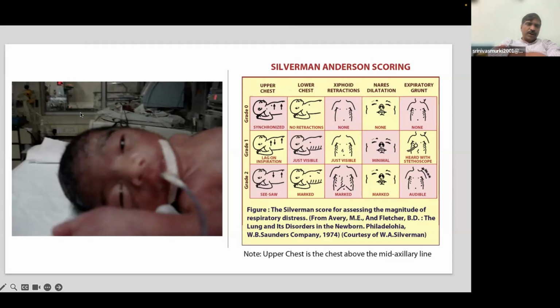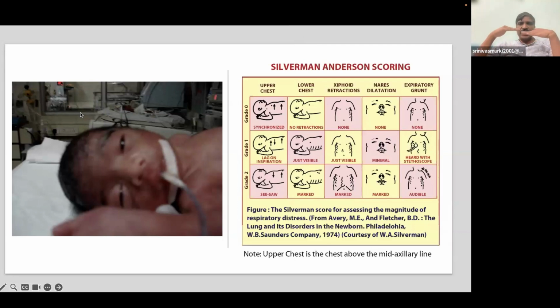Each of these 5 parameters, maybe you can write in the chat box. Each one of these parameters you can see. Upper chest you have 0, 1, 2. Lower chest you have the same. So good, it is the mid-axillary line. You have to come down to the baby's bedside and see the mid-axillary line. Above the mid-axillary line is upper chest. Below the mid-axillary line is lower chest.